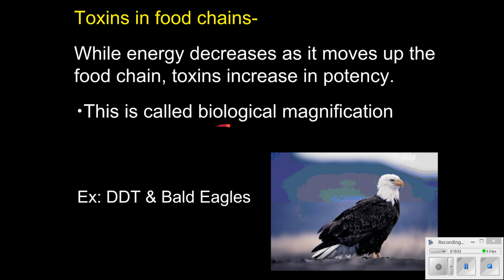This is called biological magnification. As you move up the food chain, the intensity or the concentration of the poison becomes more and more.